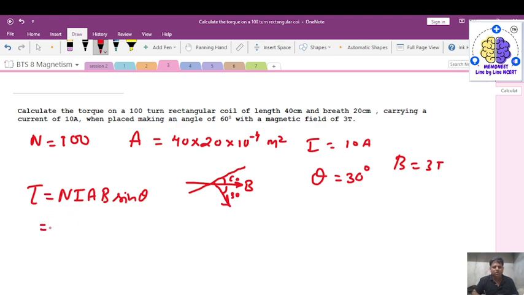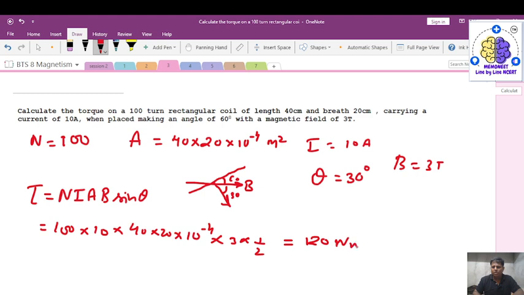So this will be equal to 100 into 10 into 40 into 20 into 10 raised to the power of minus 4. This is area, into 3 into sine 30, which is 1 by 2. Sine 30 is 1 by 2. Solving this will give you the torque equal to 120 Newton meter. It will be equal to 120 Newton meter.